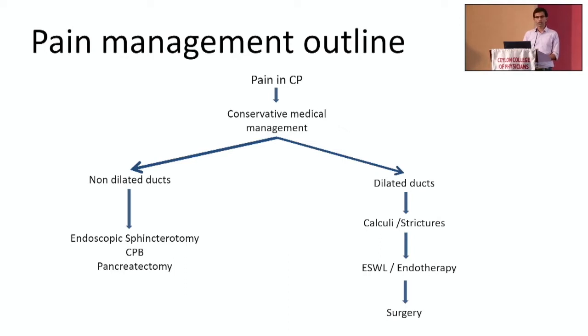If there's no significant pancreatic duct dilatation, in which case we assume that there's no significant intraductal hypertension, in those patients we continue medical management, and we can offer endoscopic pancreatic sphincterotomy and interventions like celiac plexus block, and if they are still resistant to the management, as the last option, pancreatectomy.